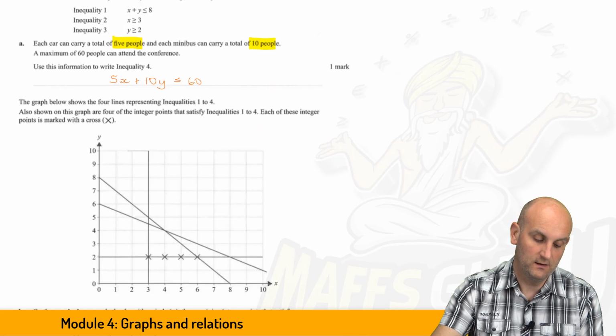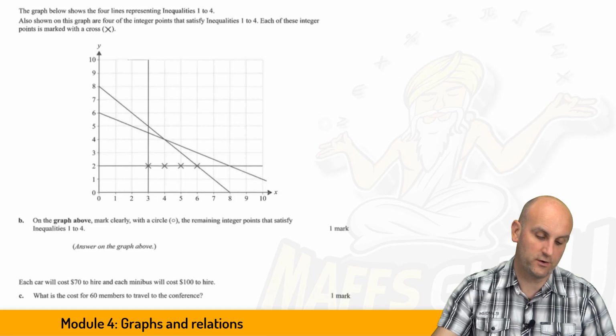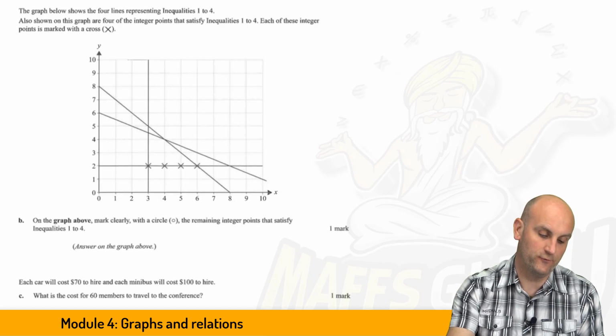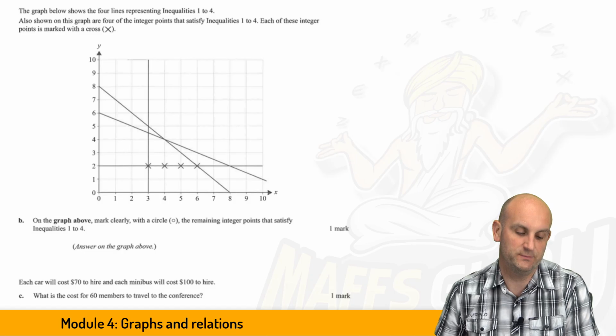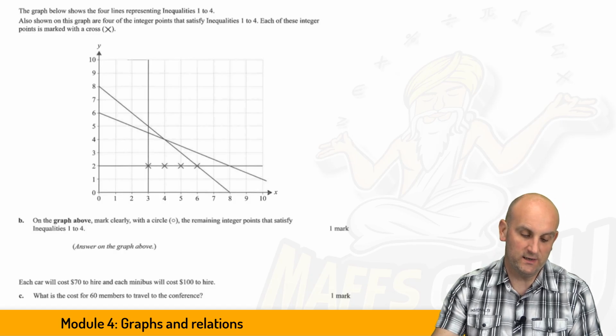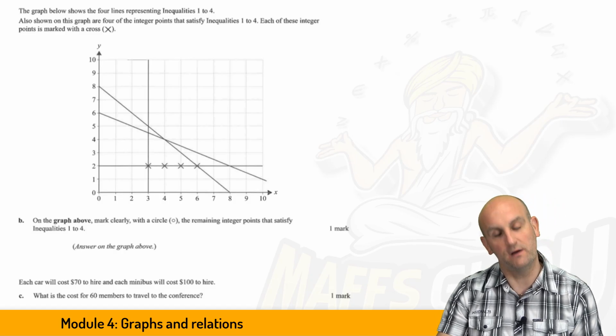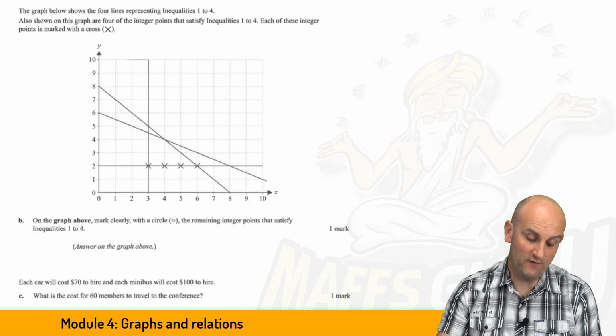The graph below shows the 4 lines representing inequalities 1 to 4, also shown on the graph are 4 of the integer points which satisfy those inequalities. Each of the integer points is marked with a cross X. On the graph above, mark clearly with a circle the remaining integer points.